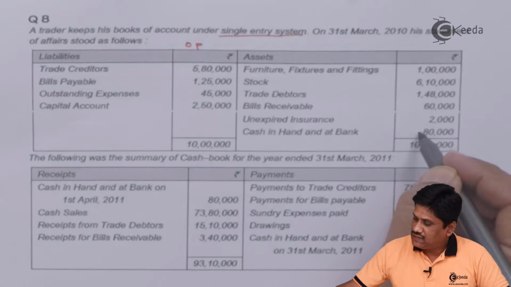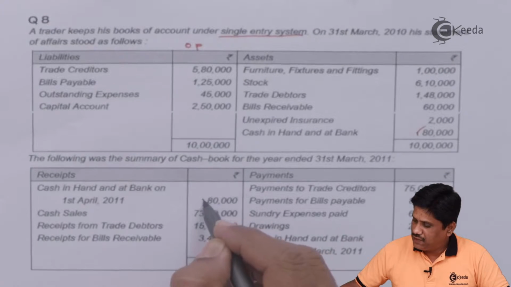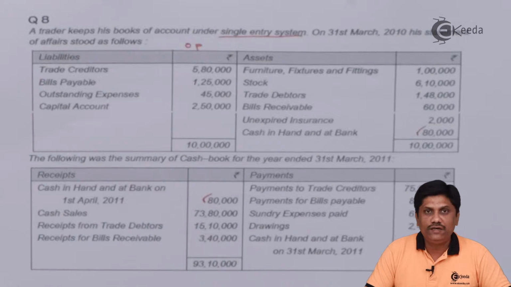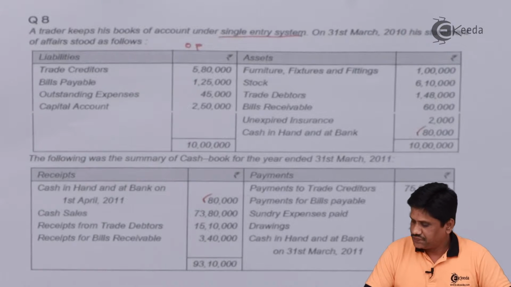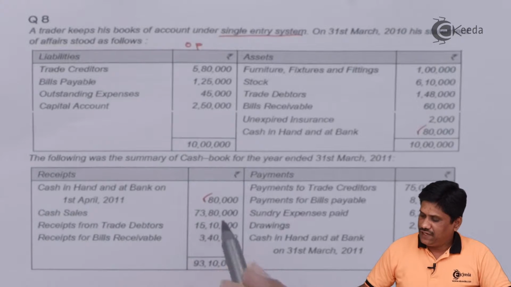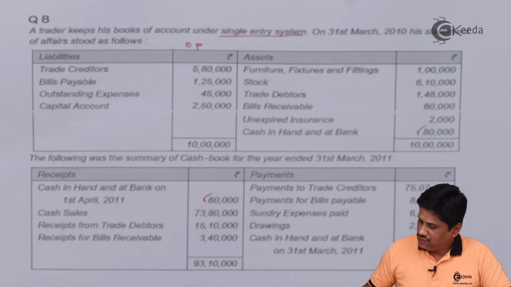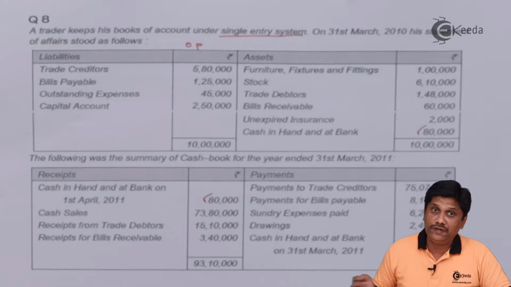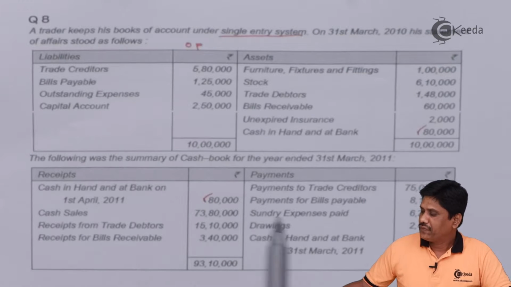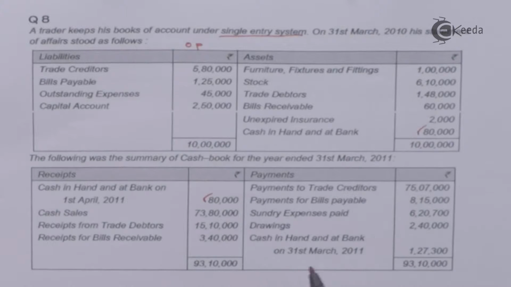You can notice last year's closing 80,000 has become current year's opening balance, so it can be ignored in all our calculation. Cash sales are given, so it will be taken to your trading account. Receipt from debtors will be credited to debtors account. Receipt from bills receivable will be credited to bills receivable account. Payment to creditors will be debited to creditors account.